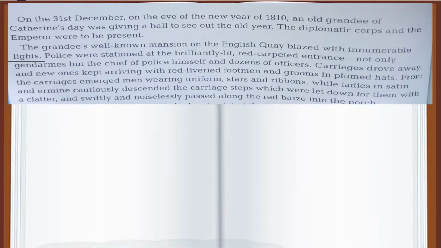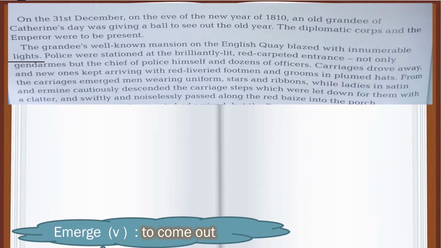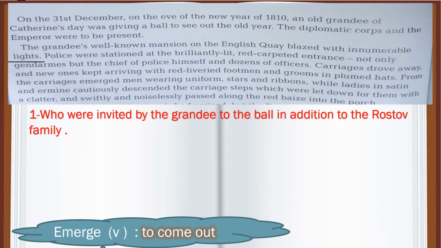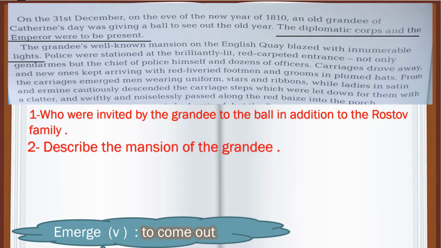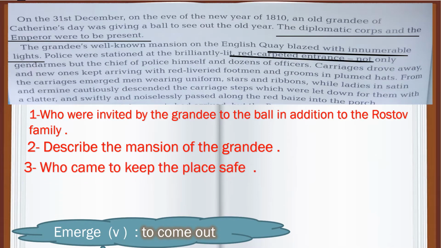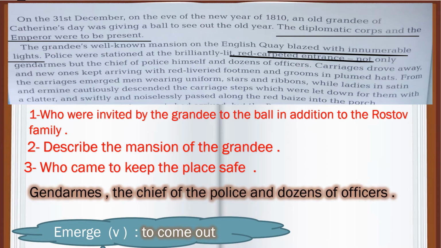Okay, so if I ask you again, what do you mean by emerge from the carriage? To come out. Who were invited by the grandee to the ball? In addition to the rest of the family, the diplomatic corps and the emperor were to be present. Describe the mansion, the palace of the old grandee. Excellent. It was blazed with many lights. What else? It was a red carpeted entrance. Okay. Who came to keep this place safe? Gendarmes, the chief of the police and dozens of officers.